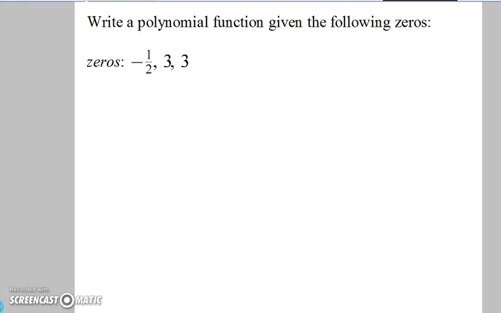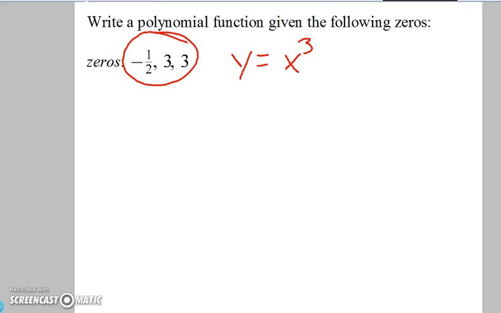Okay. So next, we are going to write a polynomial function given some information. The information we're given is 3 zeros: negative 1/2, 3, and 3. So we have a repeated root. So I want to write a polynomial function. If I have 3 zeros, the smallest polynomial I could possibly have would be something in the form of y equals x cubed. So I have 3 solutions. I have to have a polynomial of degree 3 or higher.